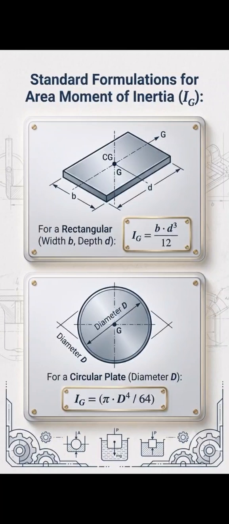Standard formulation for area moment of inertia Ig. Ig is equal to B D cubed by 12, with width B and depth D, for a rectangle. And for a circular plate of diameter D, Ig is equal to pi D to the 4 divided by 64.